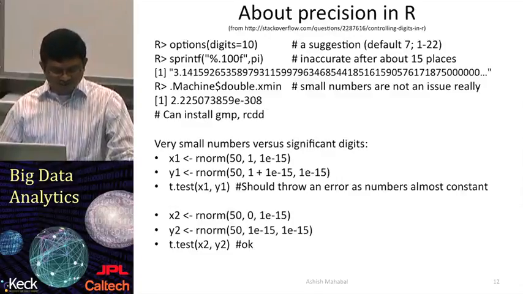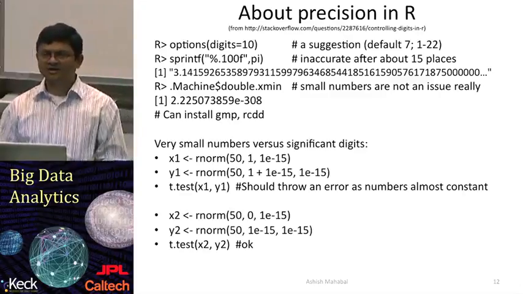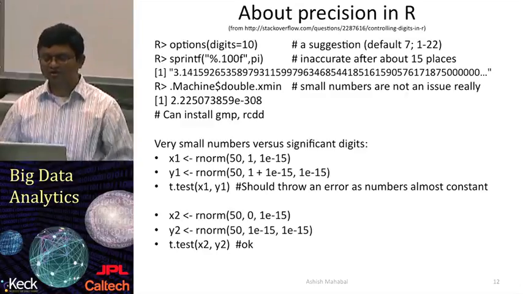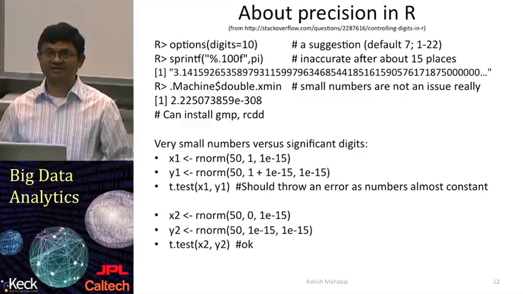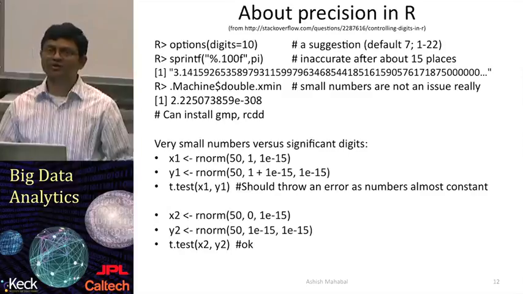So this is something about the precision in R. The default precision is at a certain level, but you can also instruct R to use a slightly different precision. So you could say that I want to use 10 digits, and you can say that by saying options digits equal to 10. And that's again a suggestion. You can go up to 22.